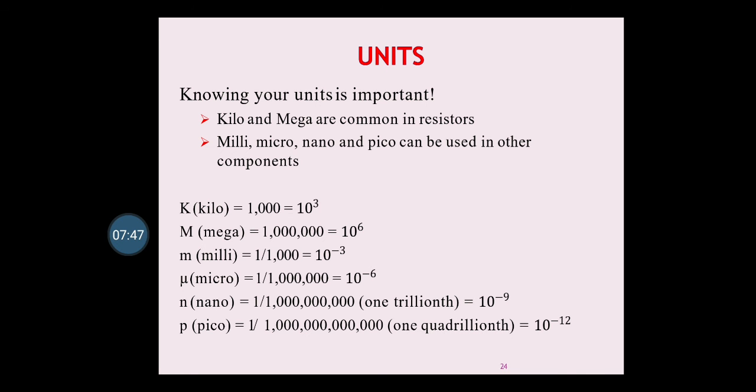Sometimes the resistor value can be in mega ohms, that is 10 raised to 6. Sometimes milli, so this you have to remember: milli means 10 raised to minus 3, micro means 10 raised to minus 6. You will not get into micro values, so it is basically in kilo and mega ohms. Then nano means 10 raised to minus 9, and pico means 10 raised to minus 12.